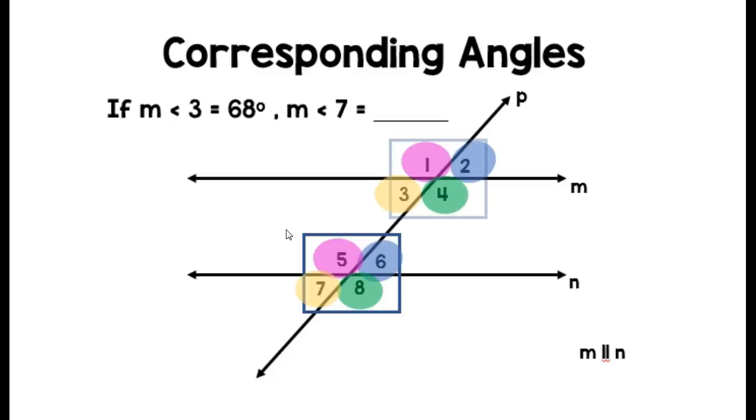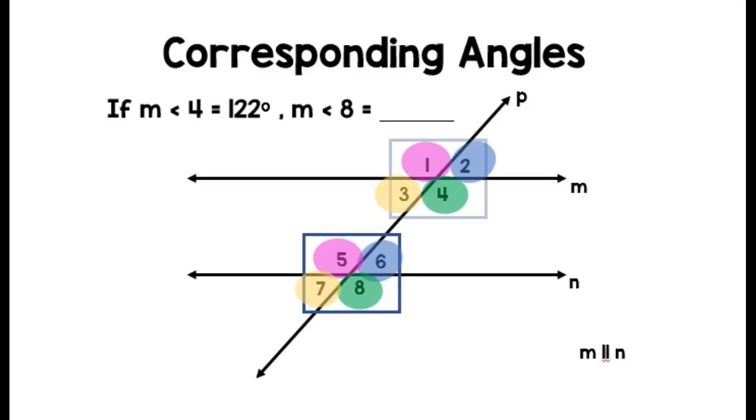Just a little practice problem for you. If the measure of angle 3 equals 68 degrees, what is the measure of angle 7? I encourage you to pause this for a second to think through what your answer would be. The measure of angle 7 is also going to be 68 degrees. These angles right here are corresponding, which means that they are congruent to one another.